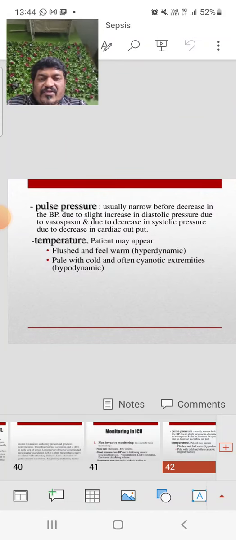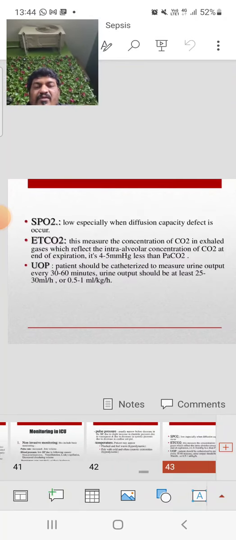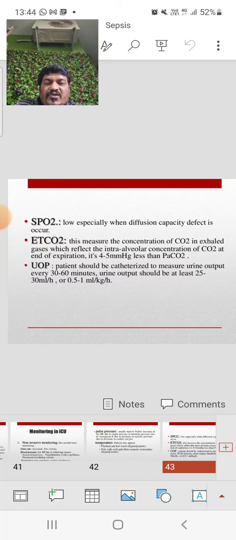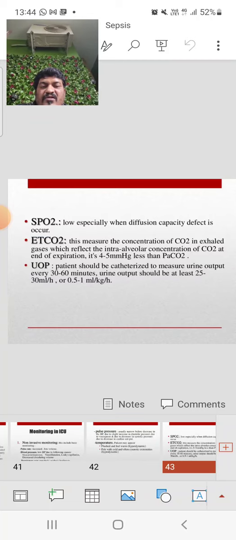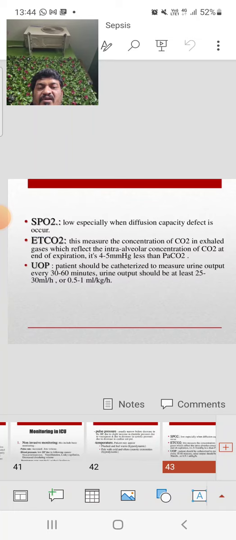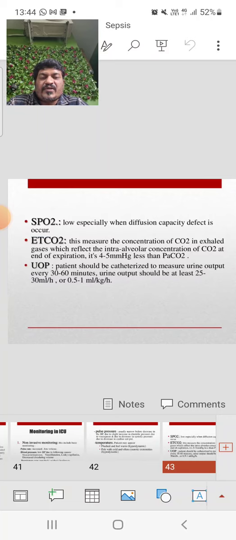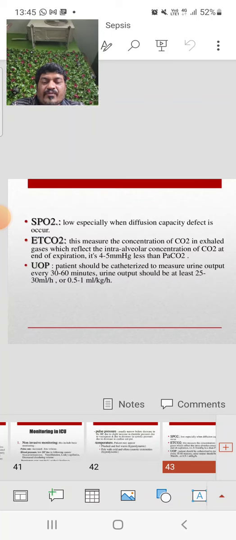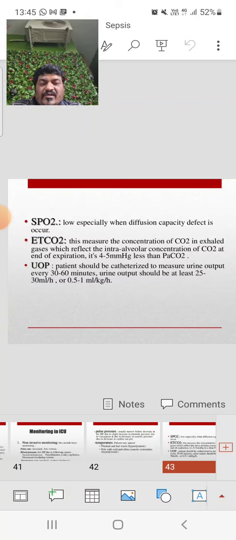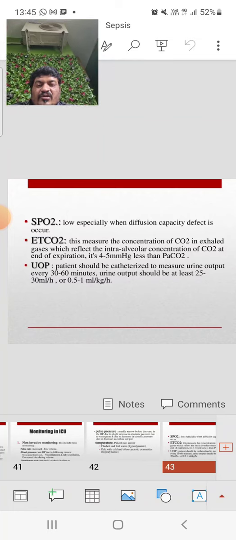Temperature: patients may appear flushed and feel warm in case of hyperdynamic shock, and pale with cold and cyanotic extremities in case of hypodynamic shock. The SpO2 is low, especially when a diffusion capacity defect occurs. PtCO2 measures the concentration of CO2 in exhaled gases, which reflects the intra-alveolar concentration of CO2 at the end of expiration, at 4 to 5 mmHg less than PaCO2. The patient should be catheterized to measure urine output every 30 to 60 minutes. Urine output should be at least 25 to 30 milliliters per hour, or 0.5 to 1 milliliter per kg per hour.